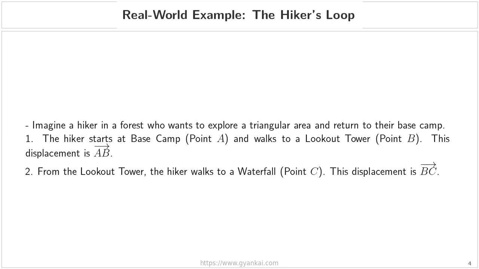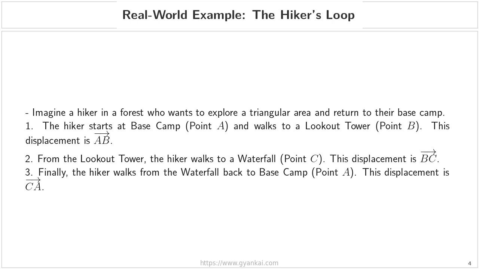Next, from that lookout tower at point B, the hiker continues their trek to a beautiful waterfall, which we'll call point C. This movement is represented by the vector from B to C. Finally, to complete the loop, the hiker walks from the waterfall at point C all the way back to the original base camp at point A. This final leg of the journey is the vector from C to A.